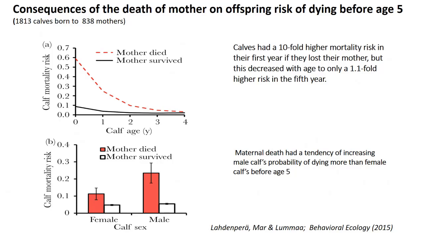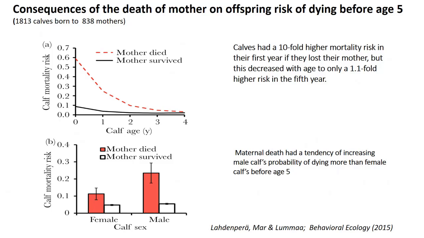It's quite scary to see. It's a 10-fold higher mortality risk. The calf is 10 times more likely to die before they reach the age of 1. So they are likely to die during their first year if they lose their mother. And males are more vulnerable; more males died in this case. If the mother dies, most male calves have a high probability of dying before age 5. That is what we looked at: the consequence of the mother's death on the offspring's risk of dying before age 5.